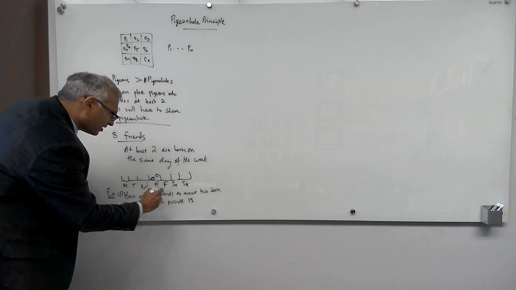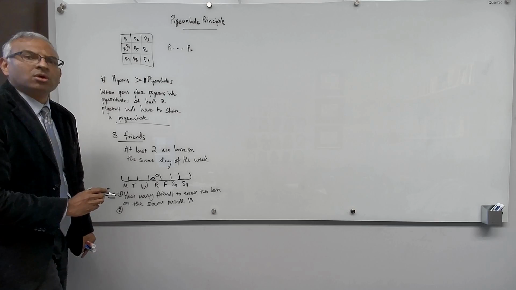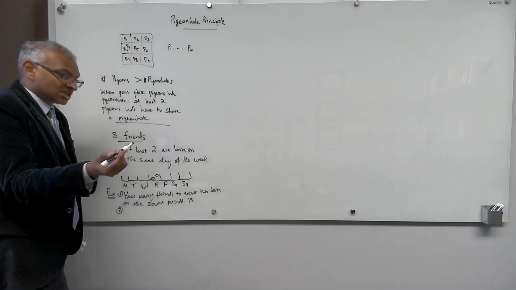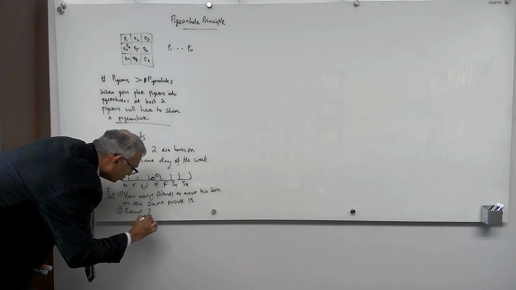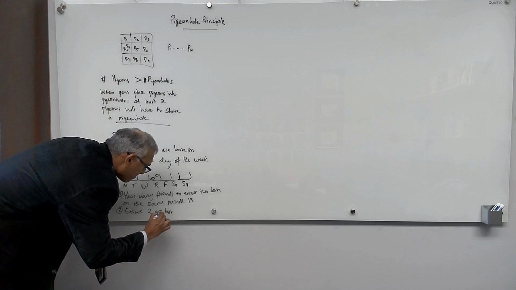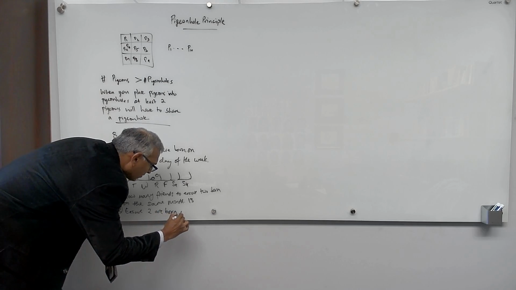Okay, exercise number 2. How many friends to ensure that 2 are born in January? In January. Now you want to ensure 2 are born in January.